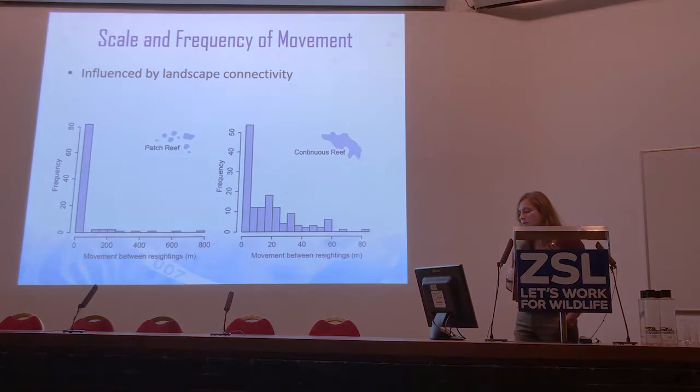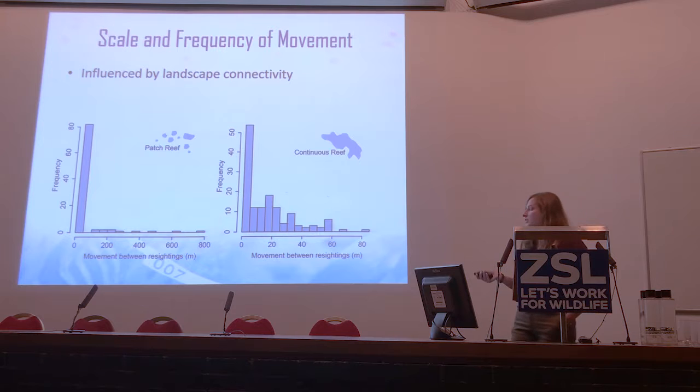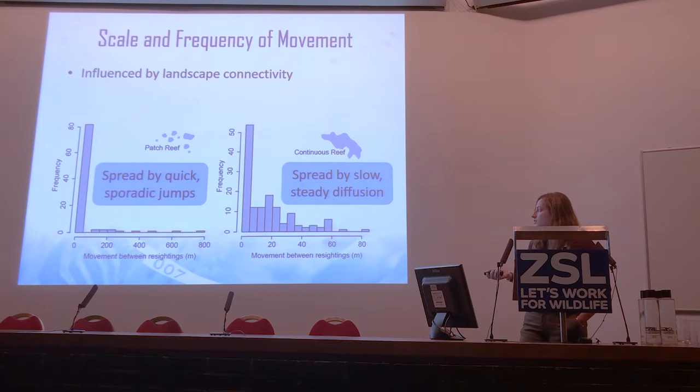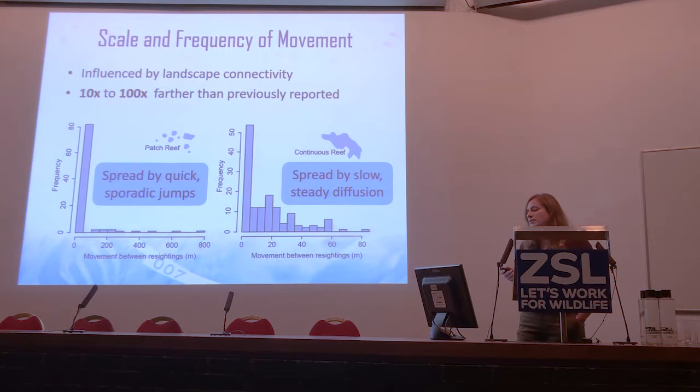And what we found, which is not too surprising, is that movement was influenced by the connectivity of these landscapes. So there's much less movement in these patchy habitats, and fish tend to spread by quick sporadic jump dispersal, and in continuous reefs it's a much slower and steadier diffusion process. But what we also found that was surprising was that these fish were 10 to 100 times more mobile than previously reported. They'd previously been thought to be quite sedentary.